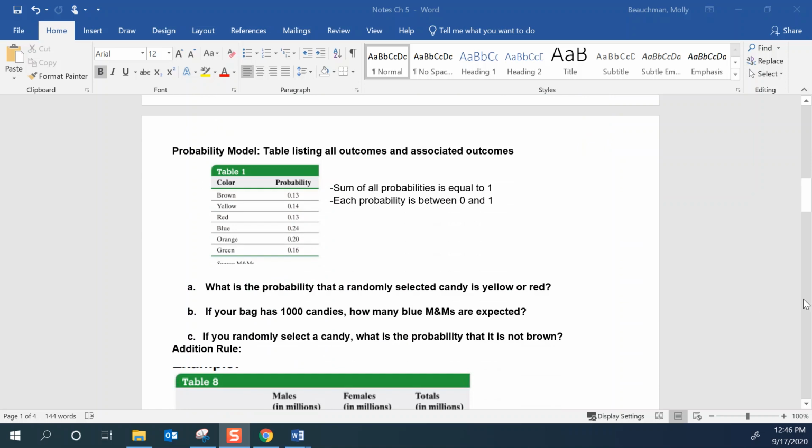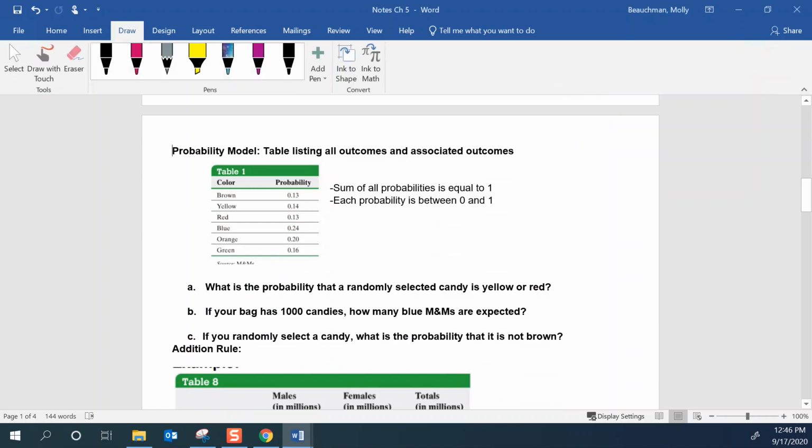All right, the first example is a probability model. A probability model is a table that lists all the outcomes in an experiment or situation and all of the associated probabilities. The table that we have shows the percentage of M&Ms, or the probability of selecting a certain color of M&M from a bag of M&Ms.